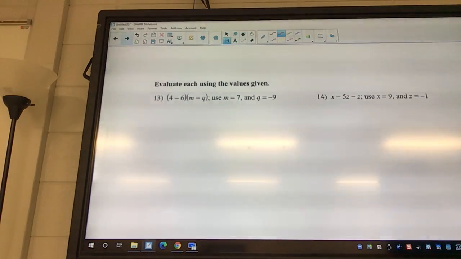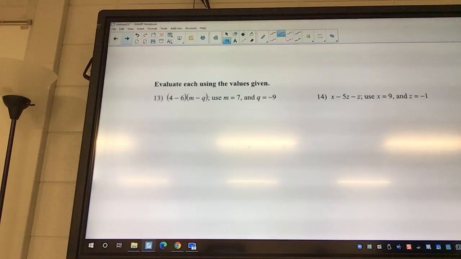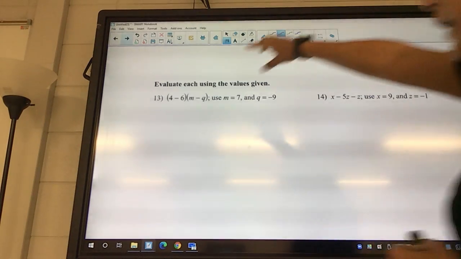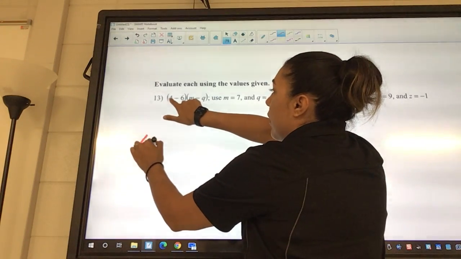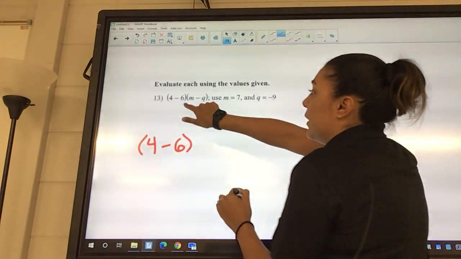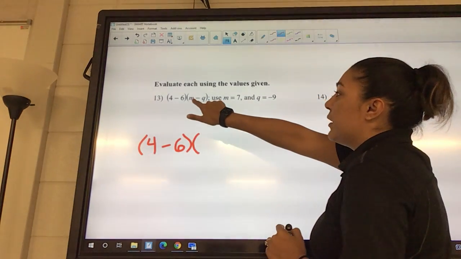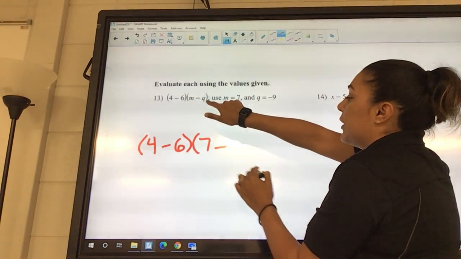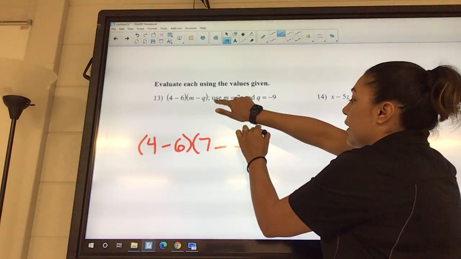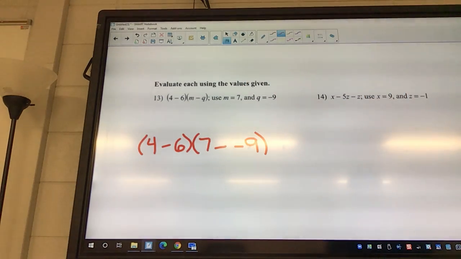Okay, the very last page, the back page, is about evaluating. The process is the same with the exception of plugging it in. The one thing I would suggest is to use your finger with one hand and your pencil with the other. So I know that I got a parenthesis, 4 minus 6, close parenthesis, parenthesis m, but what is our m? 7 minus q, and I know my q is -9. And then I got a close parenthesis. If you follow along step by step, now it looks just like the problems on the front. It's just a matter of plugging it in.